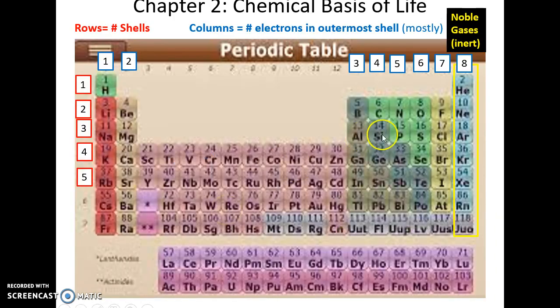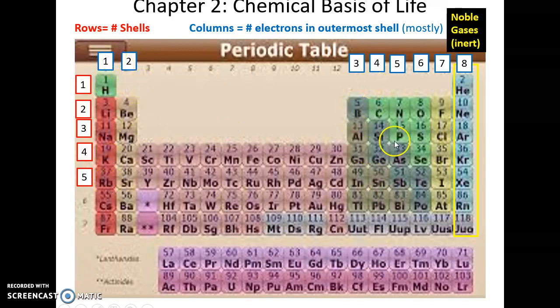All right, if you look at the periodic table, not only are things organized by their proton number, their atomic number, but also in rows and columns based on the electrons and electron shells. So the rows tell you how many energy shells the element has. So hydrogen is in the first row, so it has 1 energy shell. Lithium's in the second row, it has 2 energy shells. Sodium's in the third, so it's 3 energy shells.